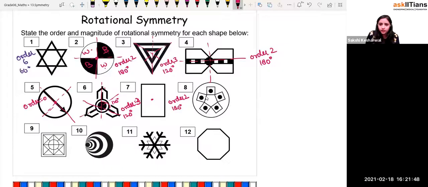Now just see this. Actually, this is a regular pentagon only, right? So if you're going to rotate this, it is inside the circle, so the order is going to be 5, and the magnitude will be 360 divided by 5, which is equal to what, beta? 72 degrees, right? Yes or no?